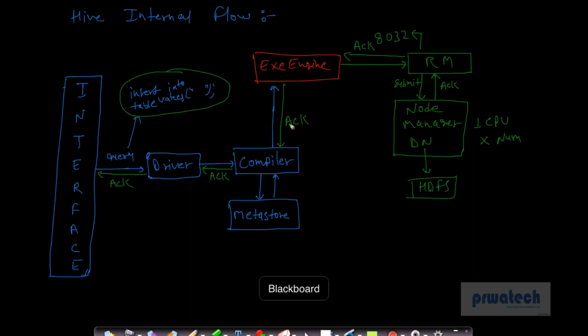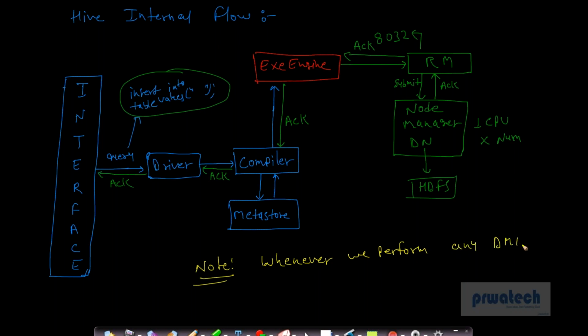So whenever you do any DML operation, remember, let me write a note here. Whenever we perform any DML operation, especially insert, update, delete, the above flow is going to compile. Always this flow will work. Okay, and how they're deciding the number of mapper and reducer, I hope you understand that.